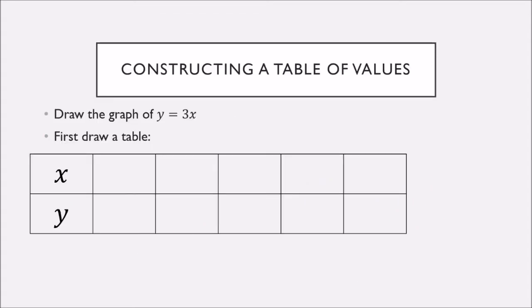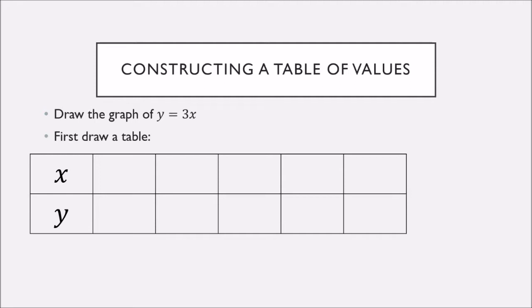Okay, so first off, we're going to construct a table of values. Our goal is to draw the graph of y equals 3x. So first we need to draw a table of values. I like to create a table of values with at least 3 points, preferably 5, just so I get a good idea of what this graph is doing.